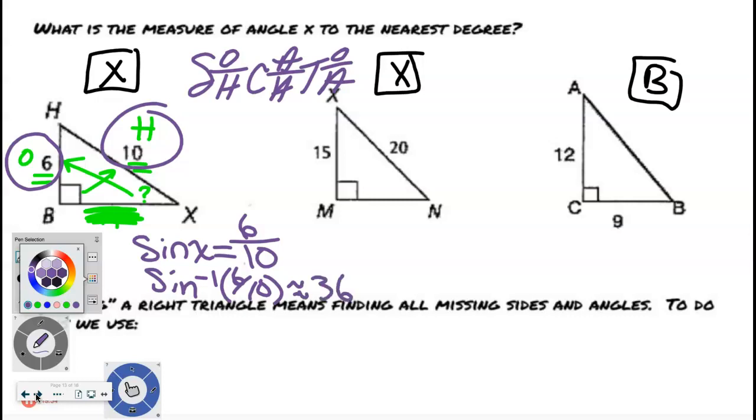36.9. Perfect. Now I want you guys to do the other 2. You're going to find angle X. Again, make sure you arc that. You're going to find angle B. Make sure you arc it. Make sure you SOHCAHTOA in that order. Cross off the loner and have at it. Put your pencils down when you're done.